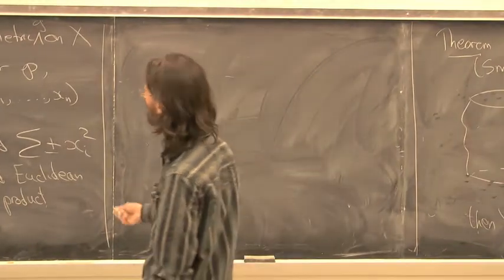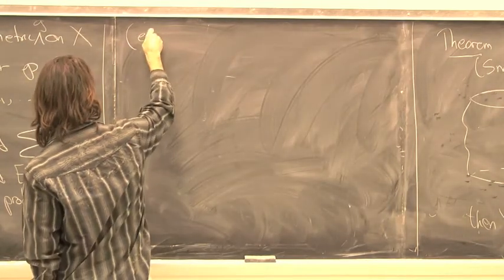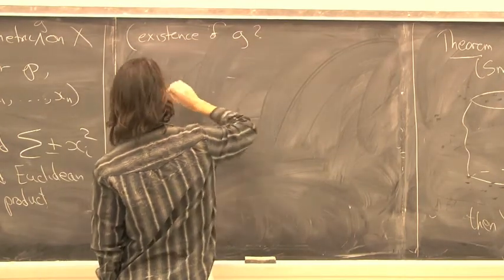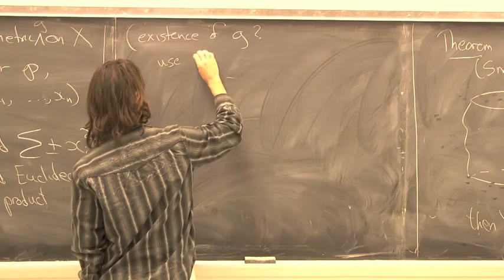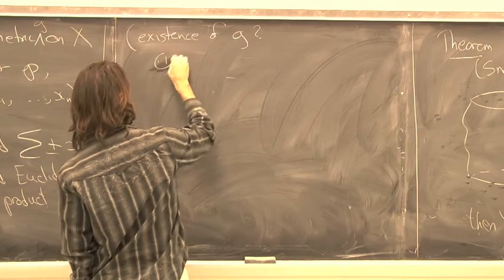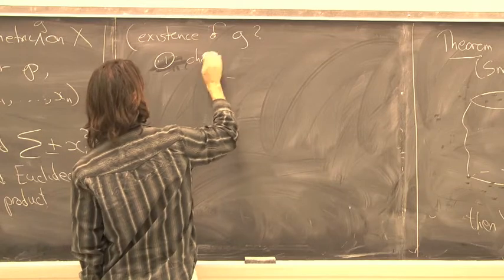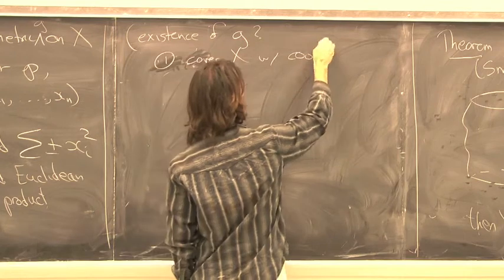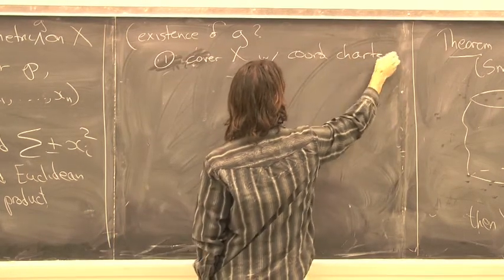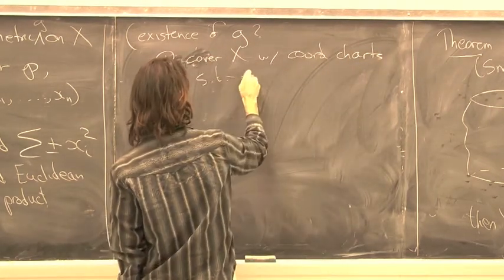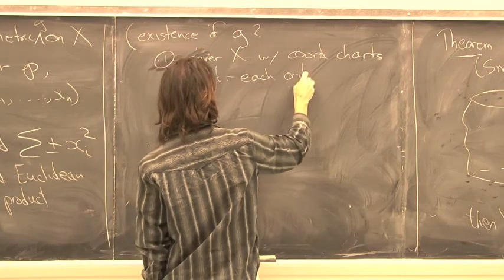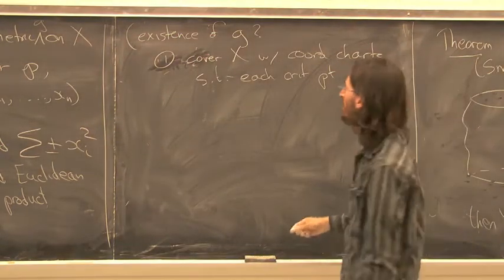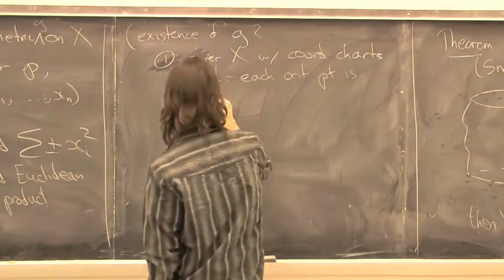Okay, so why do such things exist? Existence. Well, step one is choose coordinate charts. So cover X with coordinate charts such that each critical point, well, there's only one critical point here, but you could do this in general as well, many critical points for any Morse function, is in exactly one chart.